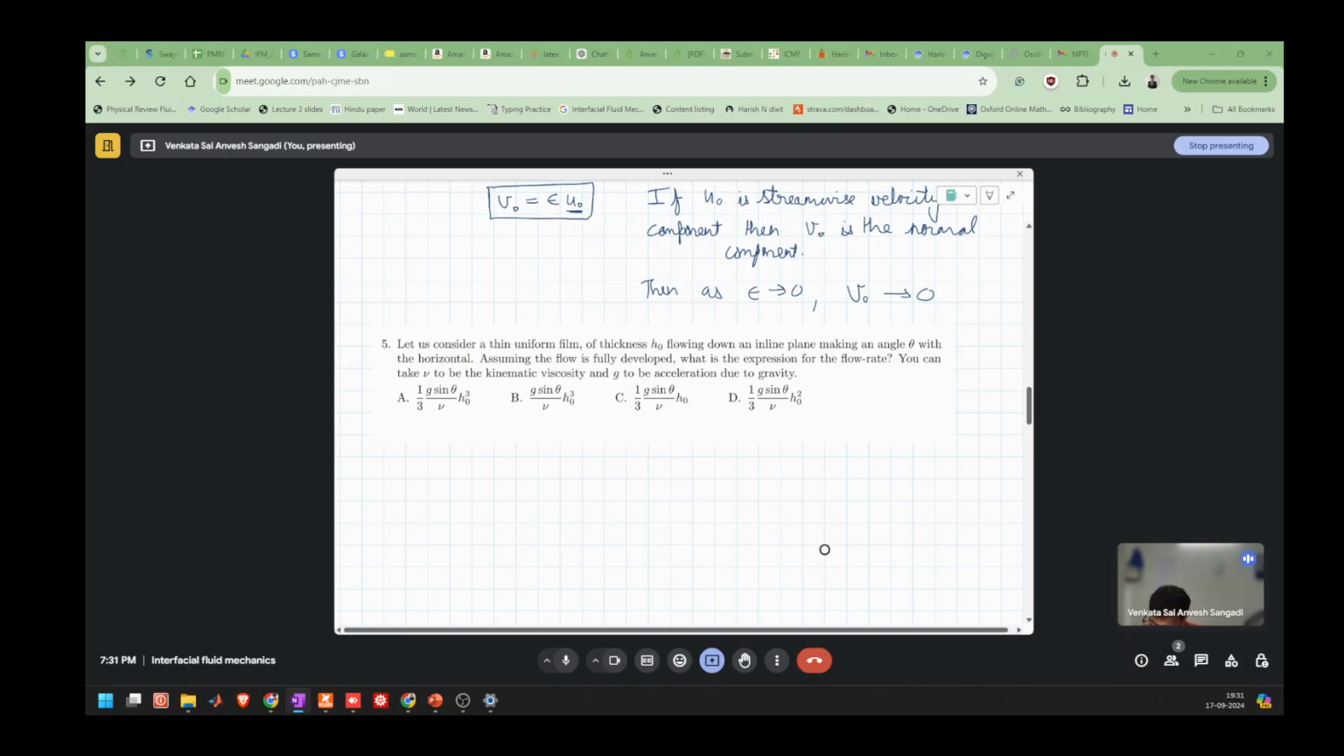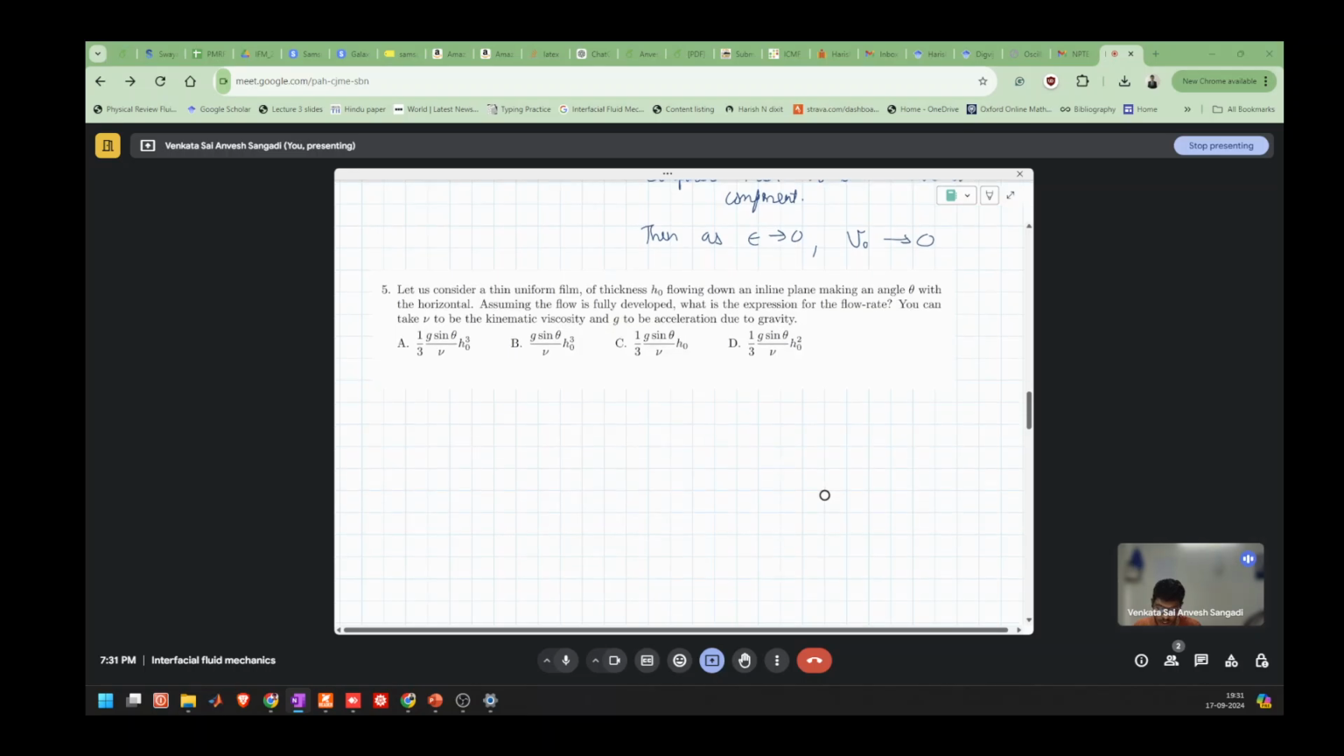So in this question, let us consider a thin uniform film of thickness h naught flowing down an inclined plane making an angle theta with the horizontal. Assuming the flow is fully developed, what is the expression for the flow rate? You can take nu to be the kinematic viscosity and g to be the acceleration due to gravity.